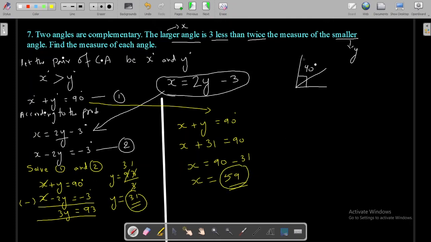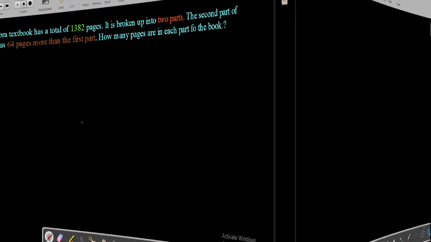So this angle will be 31 and this will be 59. So how to check this one? Simply you add these angles, 31 and 59, you will be getting 90 degree. So this is nothing but our complementary angle. Now let us move on to the next problem.